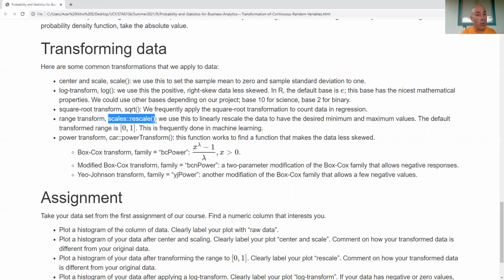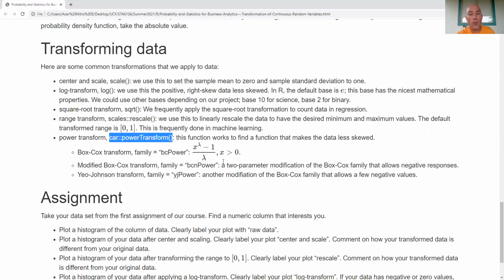Now, the next one, this one is a doozy. It's a little bit more complicated. These are power transforms. And the version I'm going to show you is from the car package and is the power transform function. What this does, this function works to find a transformation that makes the data less skewed and look more similar to normal. All right, so we have three options: Box-Cox transform, modified Box-Cox transform to accept negatives, and then Yeo-Johnson.